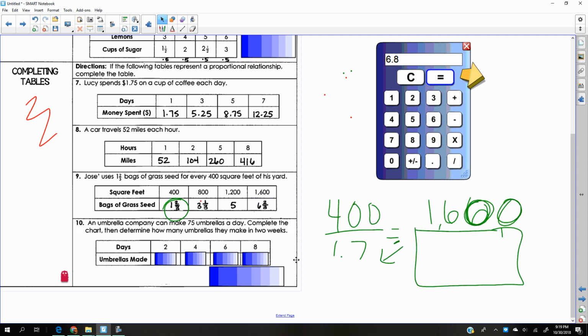Okay. All right. Do number 10 on your own. All right. So number 10 says an umbrella company can make 75 umbrellas a day.